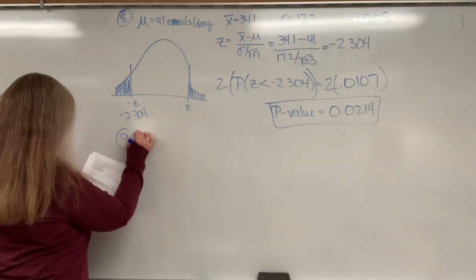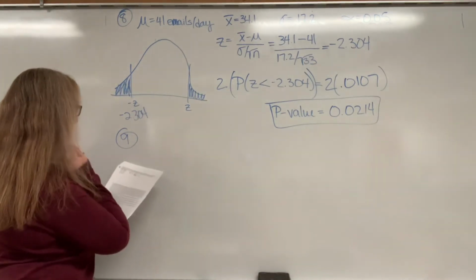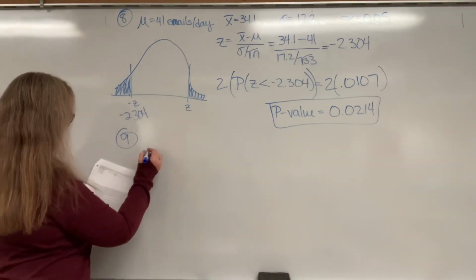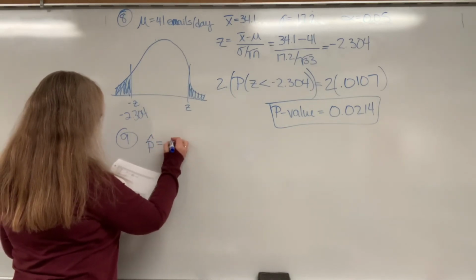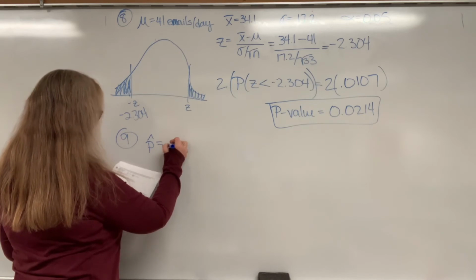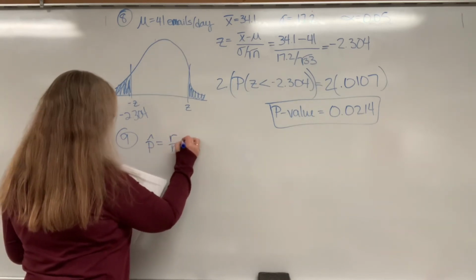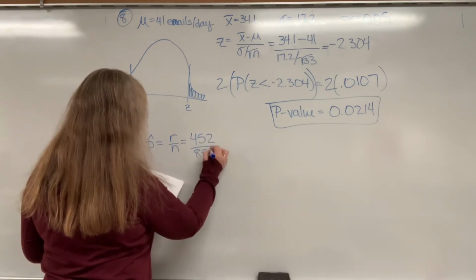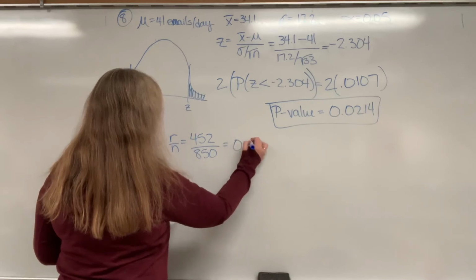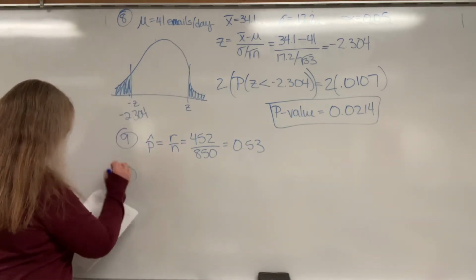Number 9 says, consider a binomial experiment with 850 trials and 452 successes. Find the proportion P, so we want P hat, which is r over n, which is 452 over 850, which is 0.53. There's my answer. That one was pretty short.